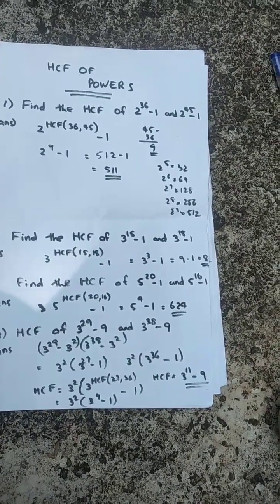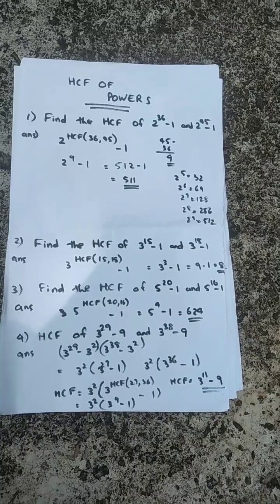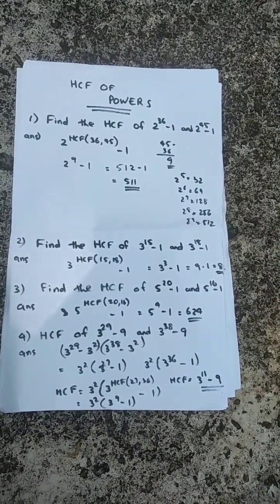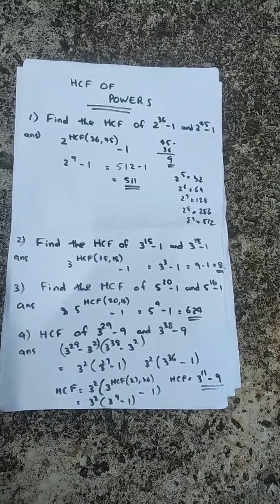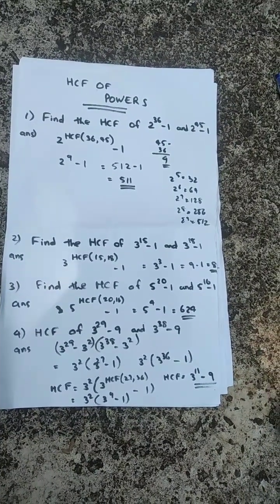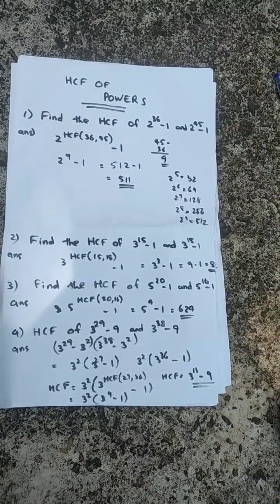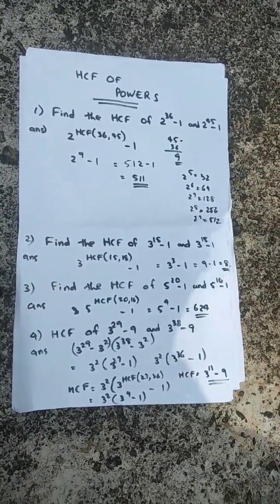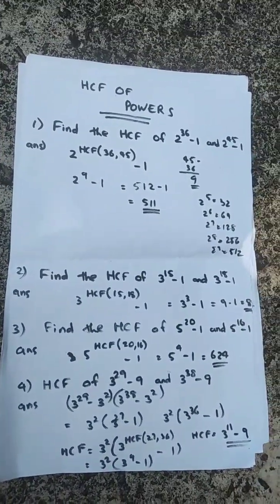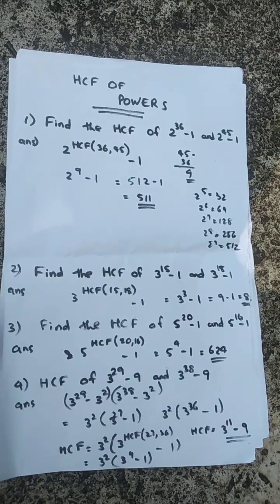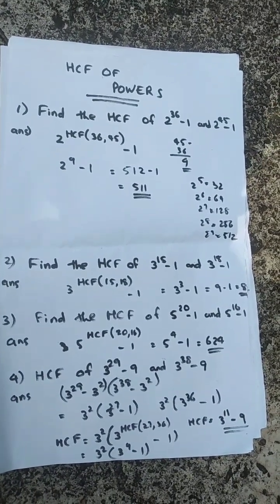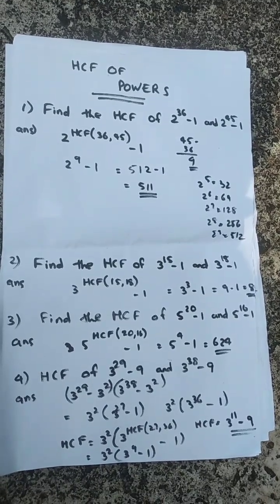So 3 raised to 27 minus 1, into, then 3 square would be taken out from 3 raised to 38 minus 3 square. 38 minus 2 would be 3 raised to 36 minus 1, as 3 square is taken from there. So 3 square into 1 would be 3 square, so 1 would remain. So here in these brackets there is 3 raised to 27 minus 1 and 3 raised to 36 minus 1. So we can do it by the earlier method.